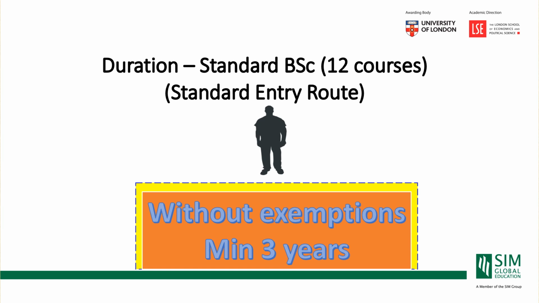Now, if you come in with 3 exemptions, for example, 3 courses of exemptions, you're left with 9 courses to be completed, and you can spend 2 years to complete your degree. In the first year you take 4 courses, and in your final year you take 5 courses. Without exemption, it normally takes 3 years minimum to complete the degree.